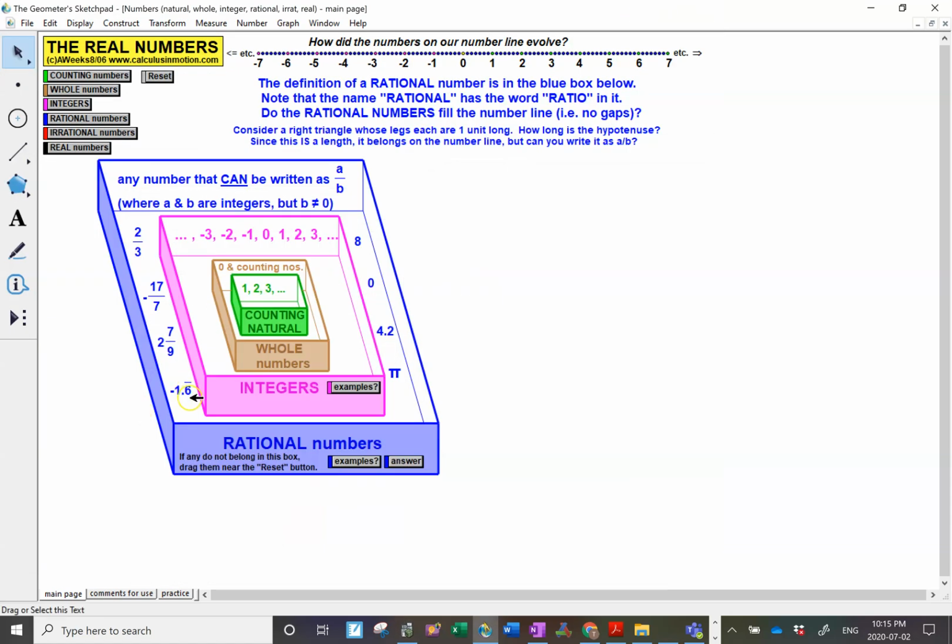So, -1.666 repeating, although it doesn't explicitly say A/B, you can convert that into an expression A/B.